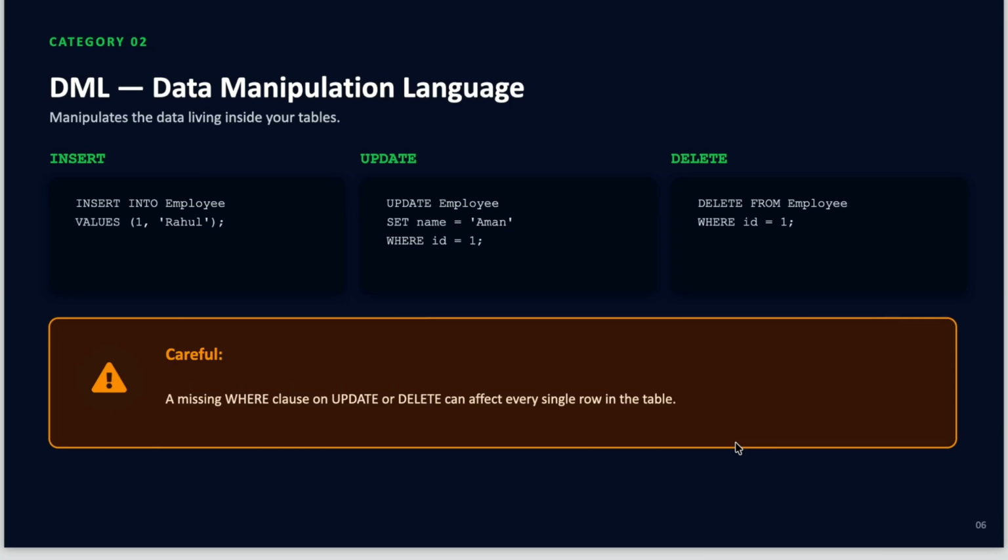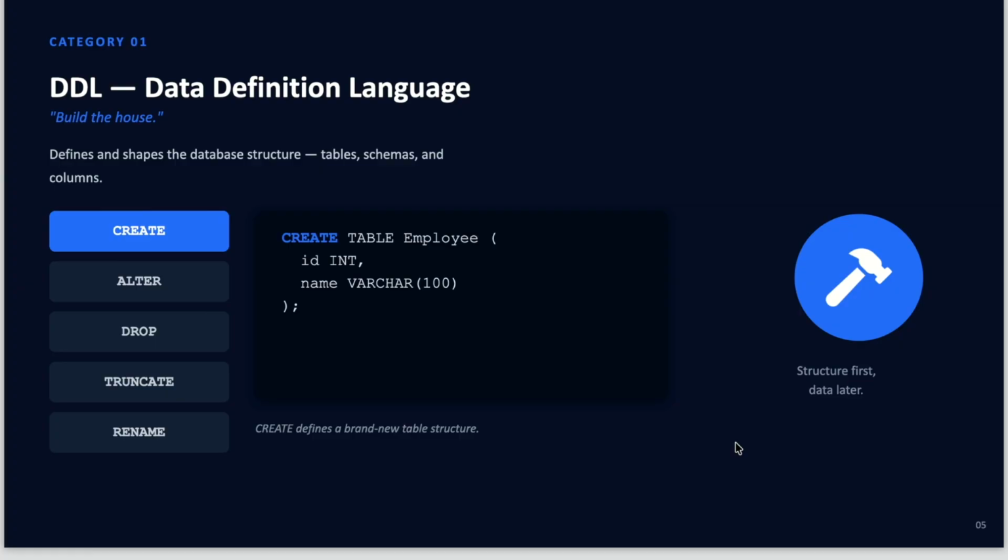Now the second category is DML, data manipulation language. It is used to manipulate the data. DDL, data definition language, is used to make changes in the structure of the table, like the number of columns, adding new columns, deleting columns, and creating a new table.